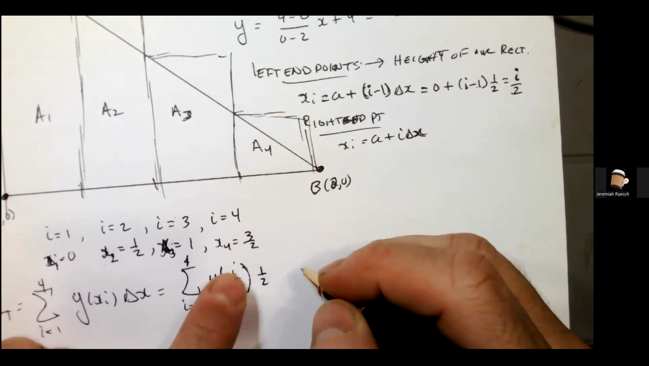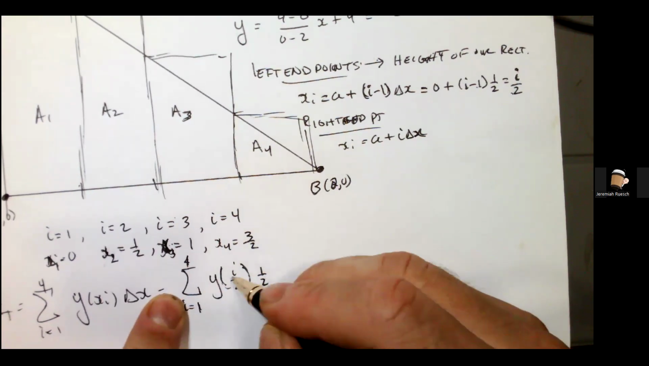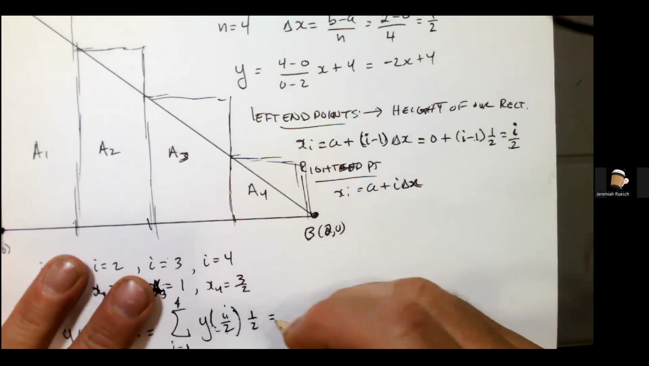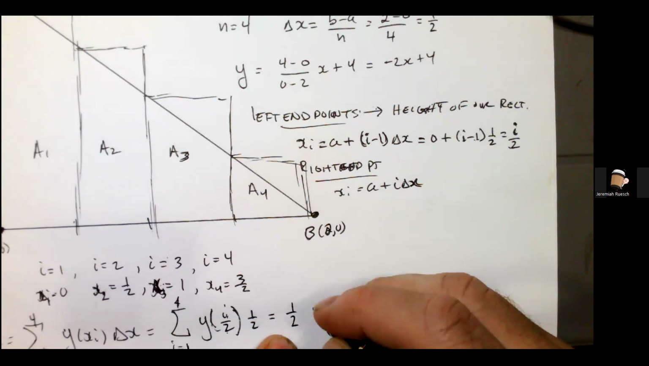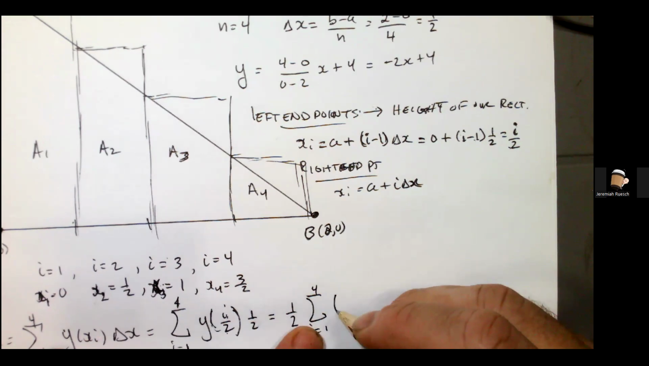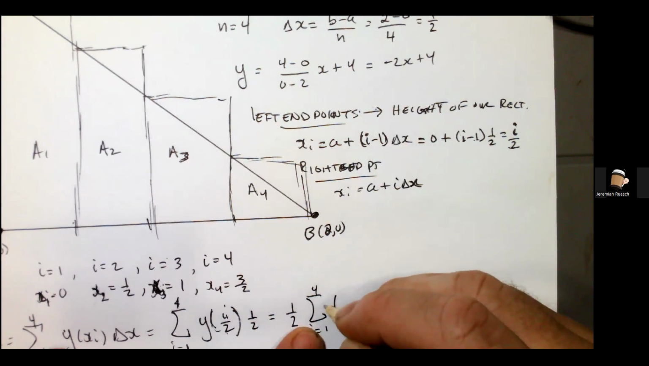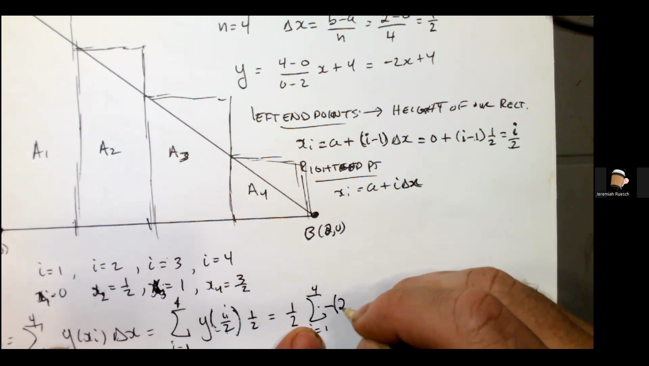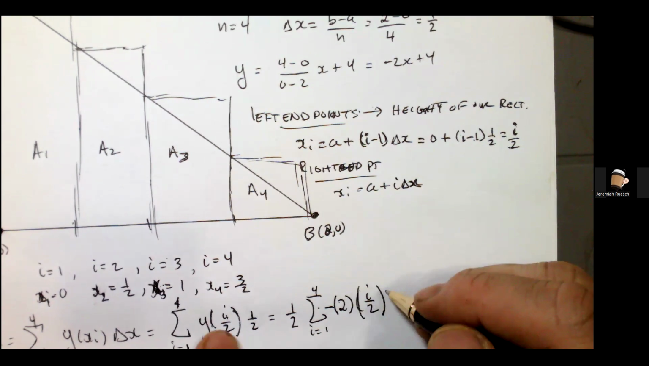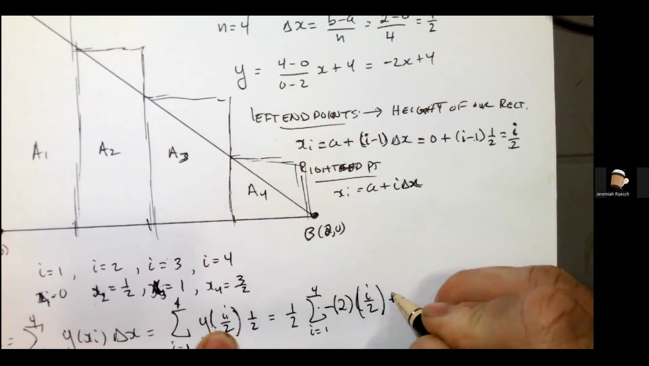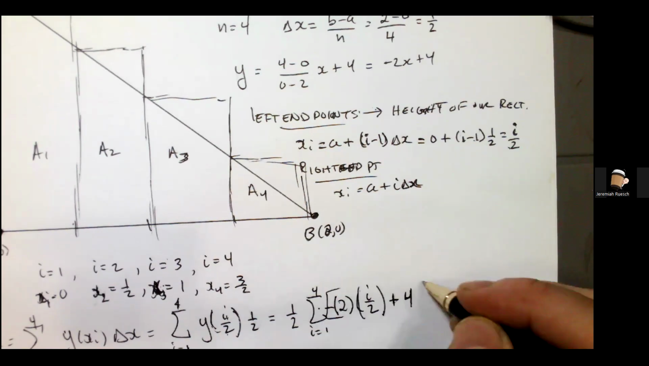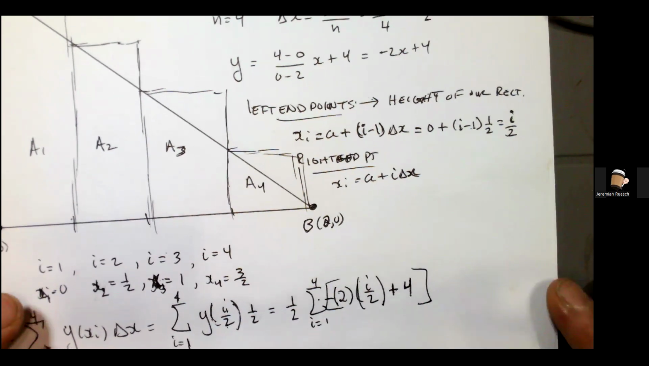And this is a constant with respect to the sum, so I can actually pull that out. And I'm going to plug in the i over 2 into our equation of the line, which was up here. So doing a couple things at once: the 1/2, the delta x, coming out, the sum from i equals 1 to 4, and then again, plugging in here, I have negative 2 times i over 2, which is the xi term, plus h, in our case 4. Okay, and all of this is under the sum, so don't forget that.